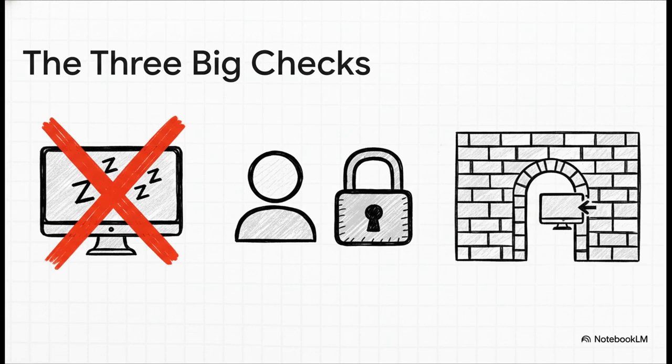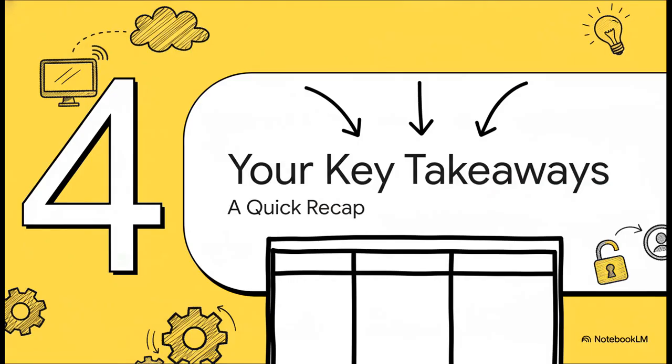First, power settings. You can't connect to a PC that's asleep or hibernating, so make sure it's set to never sleep when plugged in. Second, the user needs a password. For security reasons, Windows will flat out refuse a remote connection to any account that doesn't have a password. And finally, the firewall. You've got to make sure your firewall has a rule that actually allows remote desktop traffic to get through.